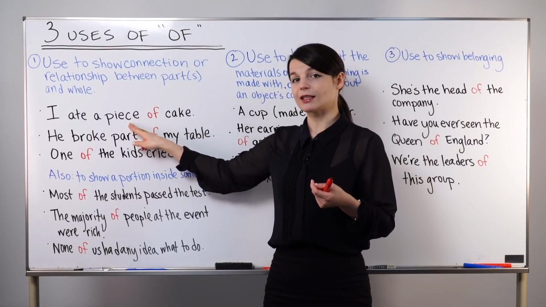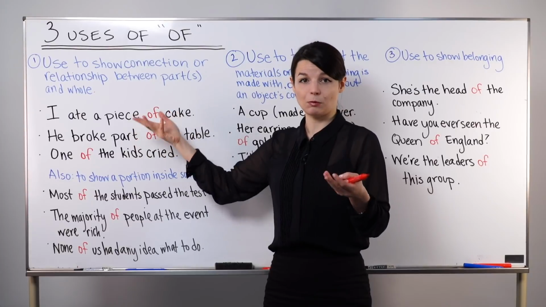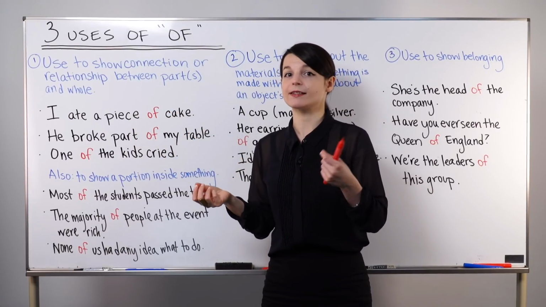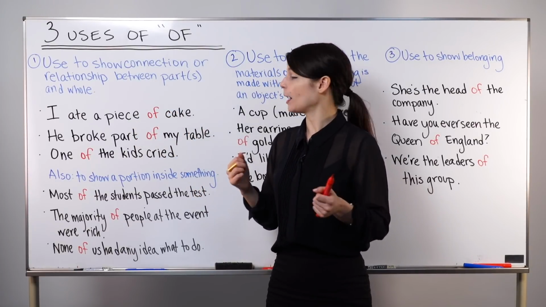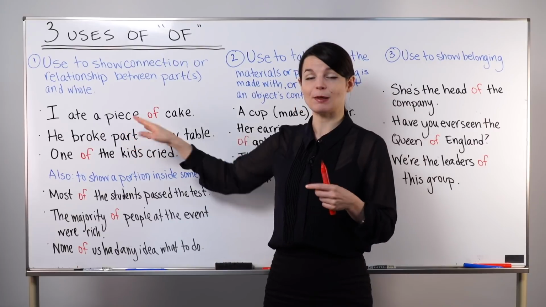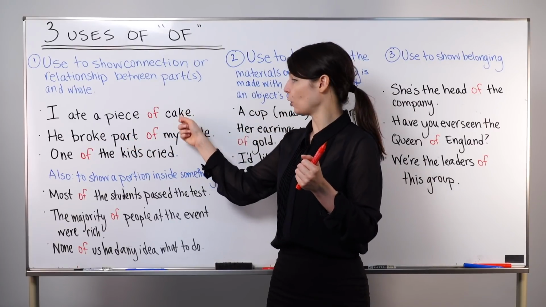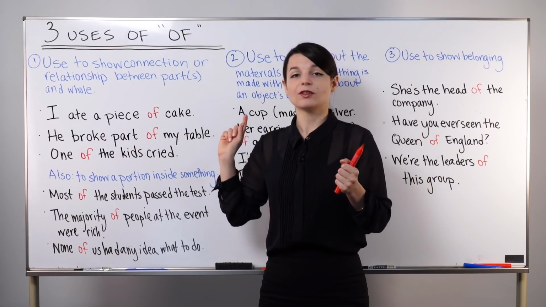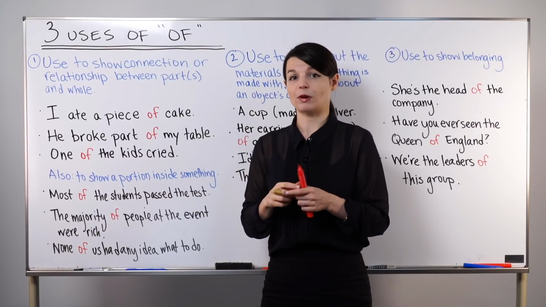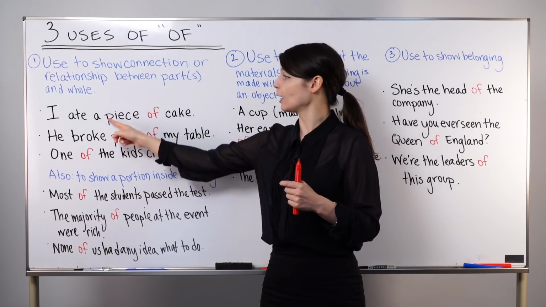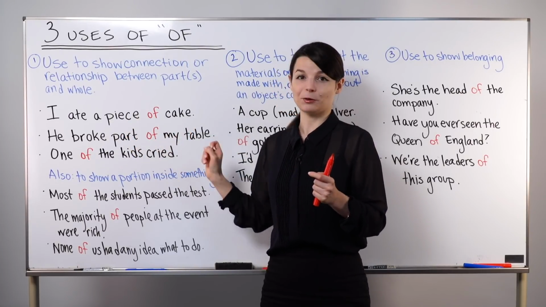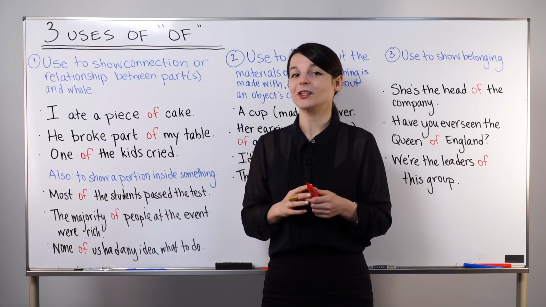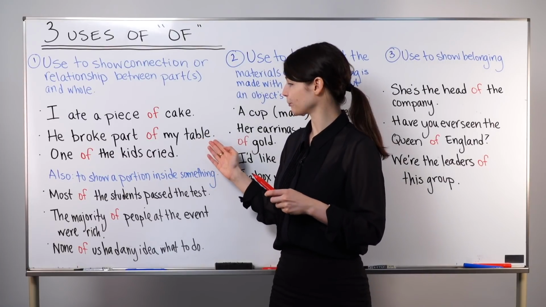I could make this a plural word if I wanted to. I ate pieces of cake. So I'm still showing a relationship between parts and whole with these words. So you'll see of used in this way very commonly with these counter words and uncountable nouns. Let's take a look at the next example sentence.